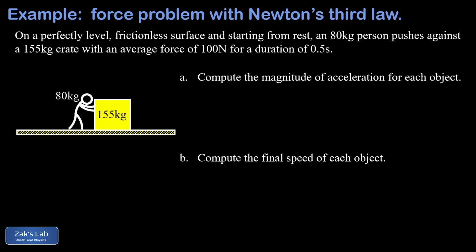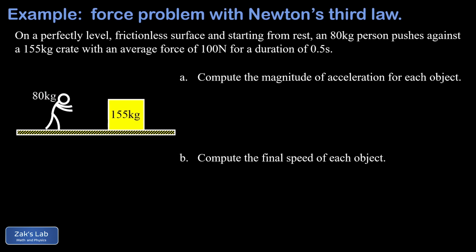Now, when we're told an average force like this, it just means we don't have to worry about the details of how the force changes during this pushing process, and we can just treat it as a constant 100 newtons. So we're on a perfectly level and frictionless surface here, so what happens next looks like this.